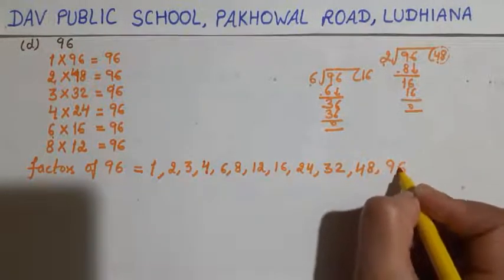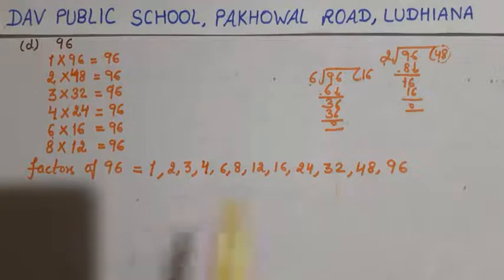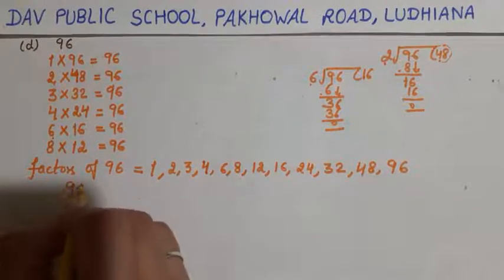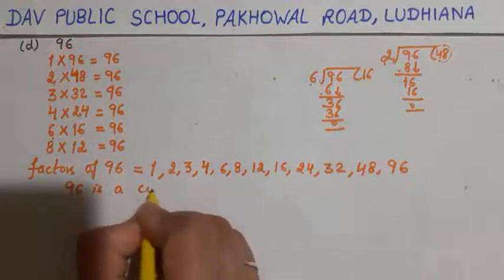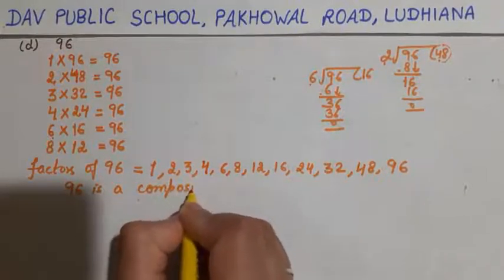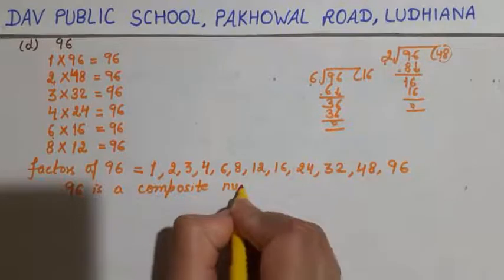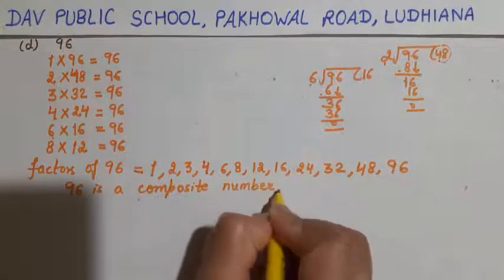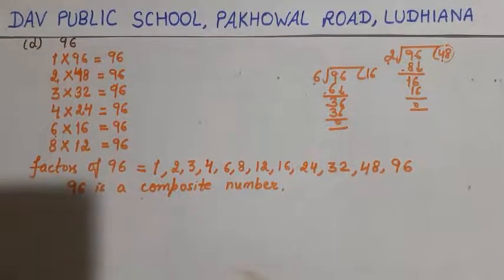So as you can see, there are many factors of 96. That is, more than 2 factors are there. So 96 is a composite number. Okay. Other parts you will try yourself.